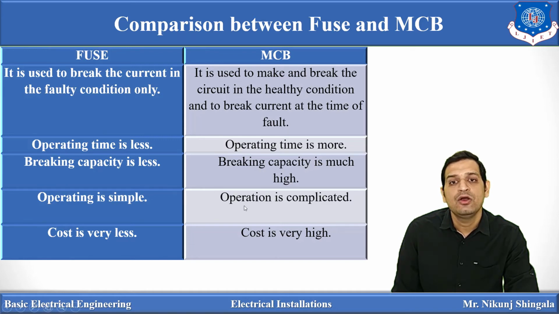Operating is very simple, operation is complex in the case of MCB. Cost is very less because only one element, one wire is required. Here cost is very high because it consists of different kind of tripping mechanism.